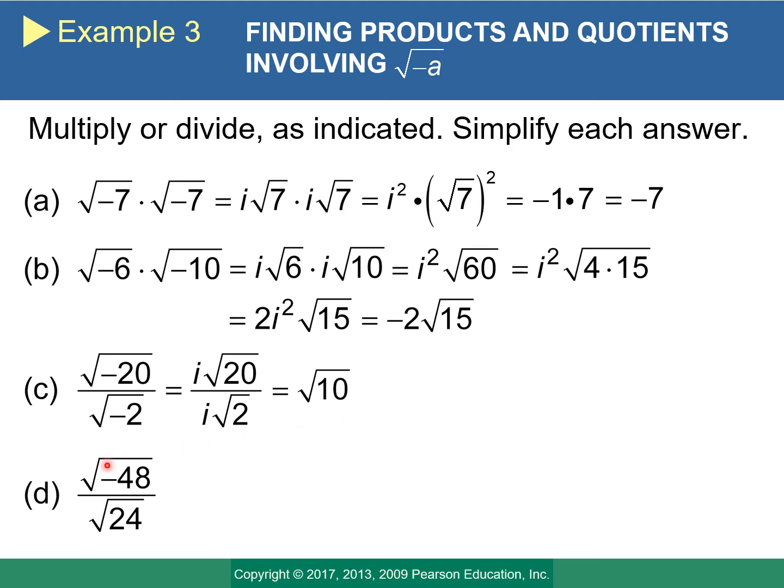So our last one here, letter D, only the numerator is going to have an i in it, because notice the denominator isn't negative. There's no negative radical here. So in the numerator, we have square root of -1 times 48, and so we get i times positive square root 48. And then you can combine these two radicals by dividing. So you can say square root 48 divided by 24, and you get i square root 2.